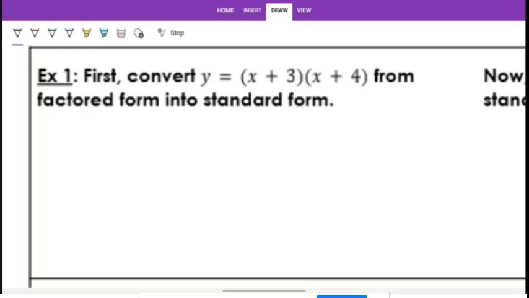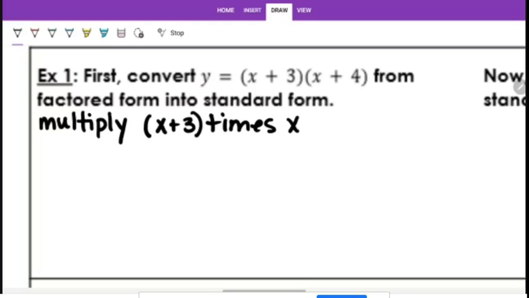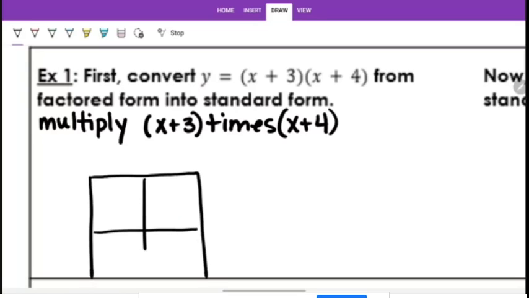First, we want to convert y equals x plus 3 times x plus 4 from factored form into standard form. This is what we practiced yesterday. In order to do this, we have to multiply the two factors together. So multiply x plus 3 times x plus 4. And the way we've been doing that is we draw a 2x2 rectangle, and we put our first factor across the top. So x plus 3 goes across the top. And then our second factor goes down the side, x plus 4.